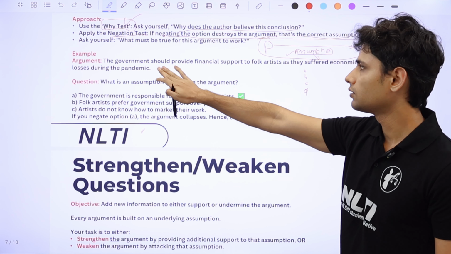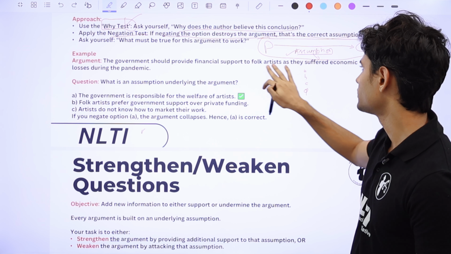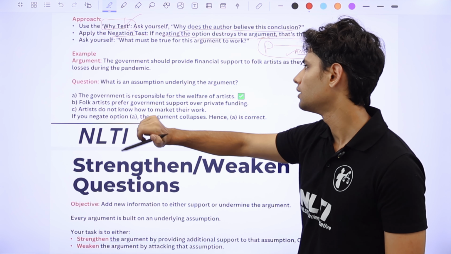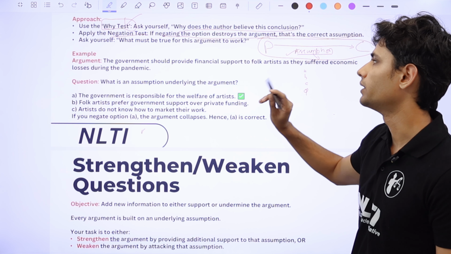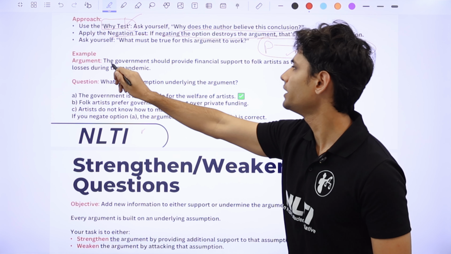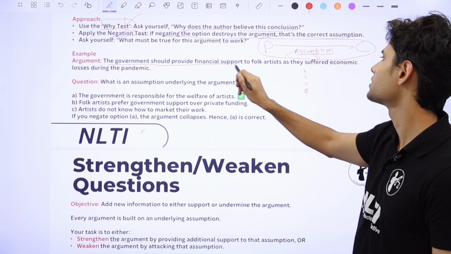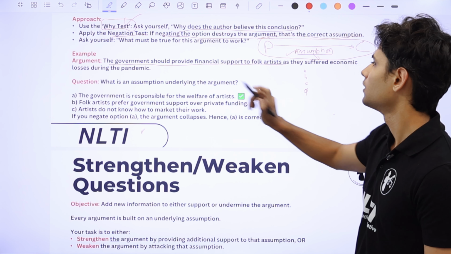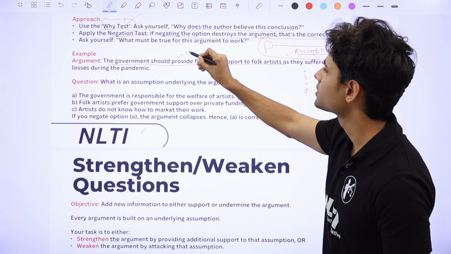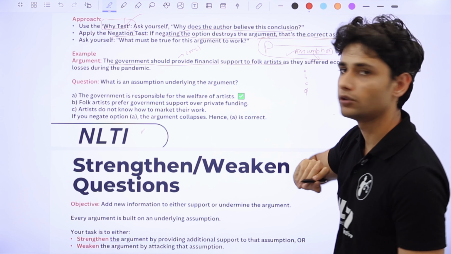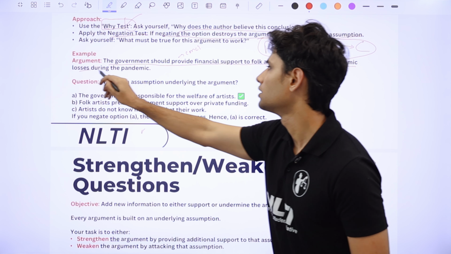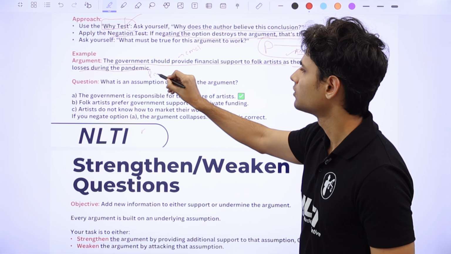Let's take an example now. For example, the government should provide financial support to folk artists as they suffered economic losses during the pandemic. What is the assumption underlying this argument? So, of course, the premise of this argument first is the government should provide financial support to folk artists. Actually, this is the conclusion because it says what the government should do. And the premise is that because they have suffered economic losses. So this is our premise.